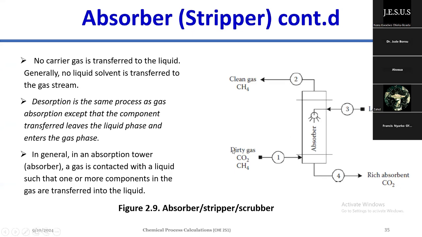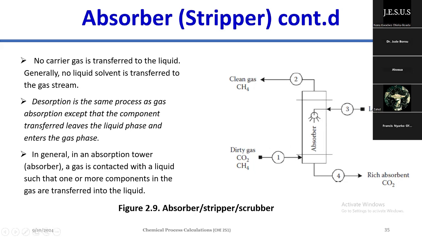So we feed the dirty gas into the absorber. And for the absorption, we have to feed in another liquid or another substance that can actually dissolve one of the components we have here. And that component that comes in fresh is called a lean absorbent. An absorbent is a substance that dissolves another substance.